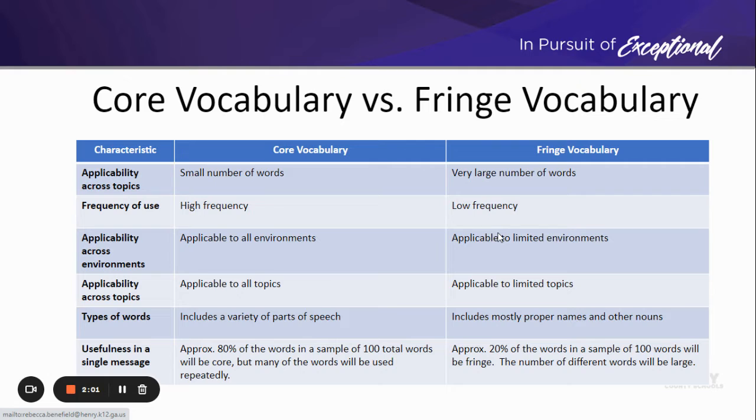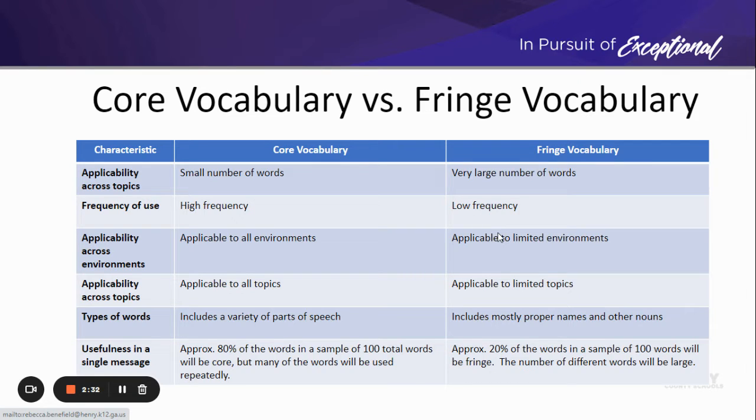Core vocabulary words, they're very high frequency. We use those multiple times a day in multiple settings in different ways. So they have multiple meanings for these things. Fringe vocabulary, you might use them in one, maybe two settings about a specific topic. Applicability across environments. Again, like I said, core vocabulary can be used across many, many environments, while fringe vocabulary is really specific to certain environments.